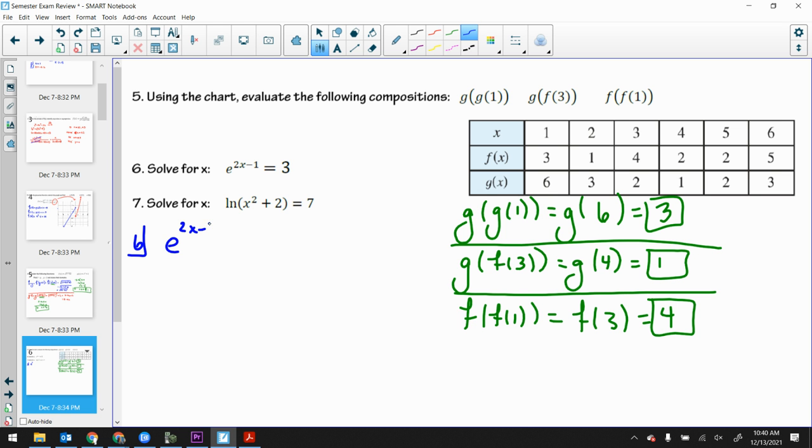e to the 2x minus 1 is equal to 3. Still in chapter 1 stuff. This is all still review. To solve an e to the x, I need to take the natural log, right? Log base e of 3 is equal to 2x minus 1. So ln of 3 is equal to 2x minus 1.